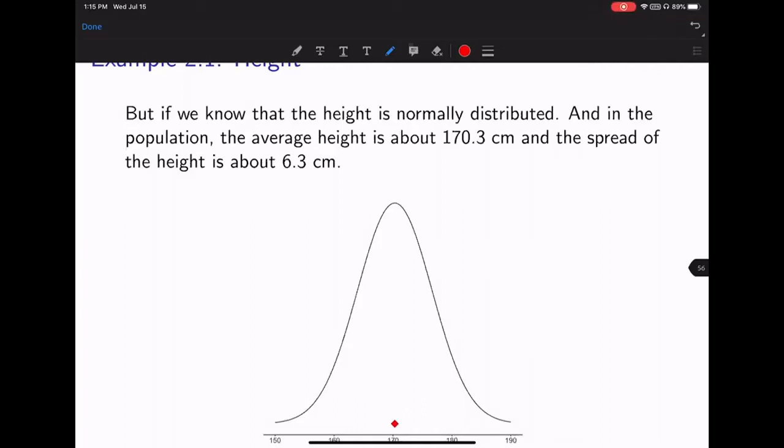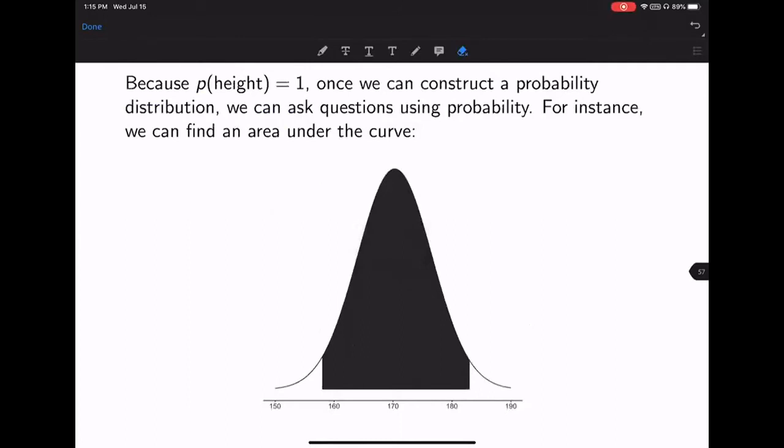I told you earlier, there are some useful properties of probability, right? One important quality of probability and probability distributions is that the area under this probability must sum to 1. So the area under the curve must be equal to 1, right?